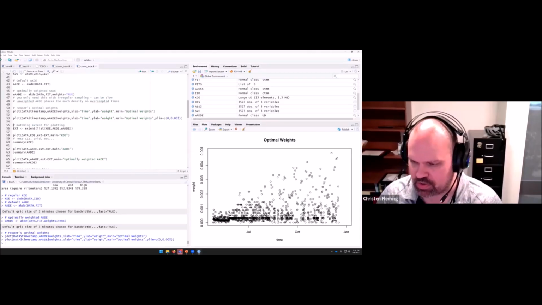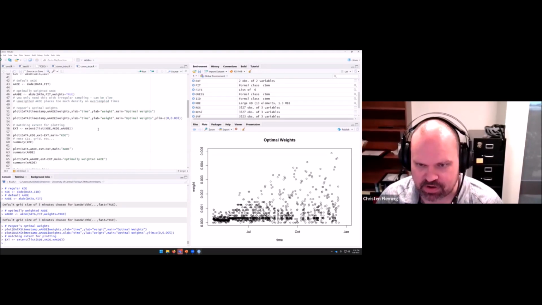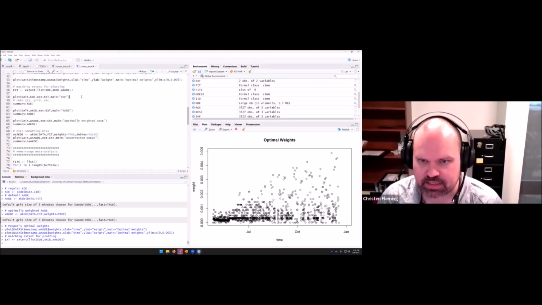So initially it was mostly 1 hour, but with a lot of irregularity. So the weights are lower. And then when it jumped up to 2 hours, the weight jumps up because those data points become more valuable, more informative. I'm going to set an overall extent so I can compare the plots.